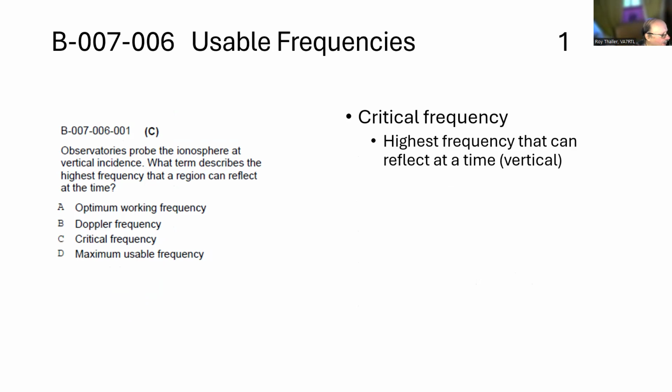Observatories probe the ionosphere at vertical incidence. What term describes the highest frequency that a region can reflect at the time? So this would be a signal going straight up and straight down, and that would be the critical frequency, C. And that changes from day to day and from time to time, and you can look it up on the website. So that's known as the critical frequency.